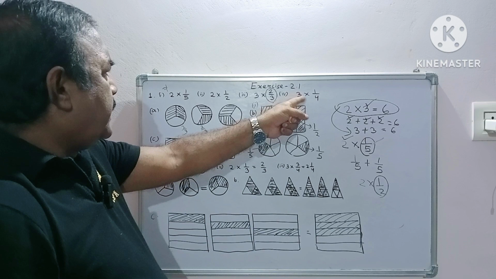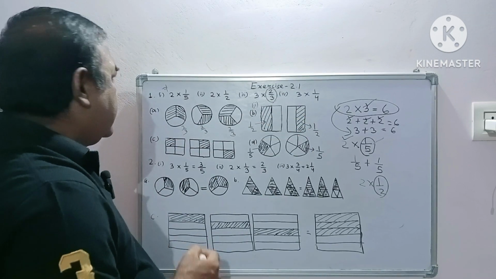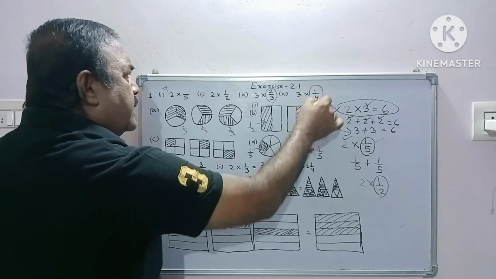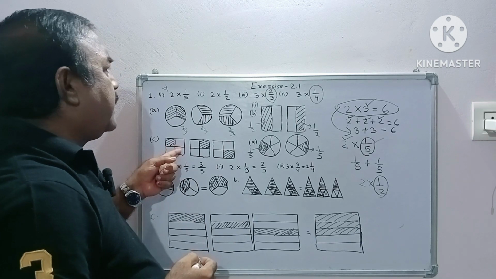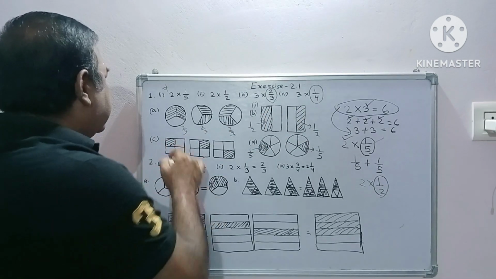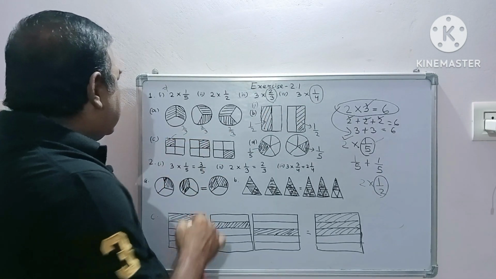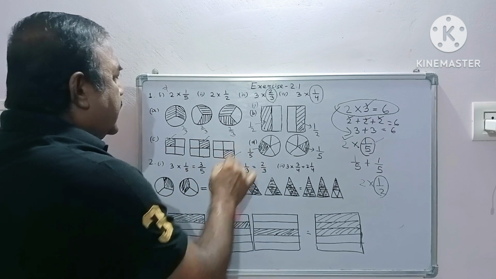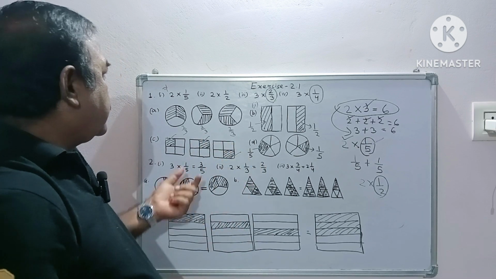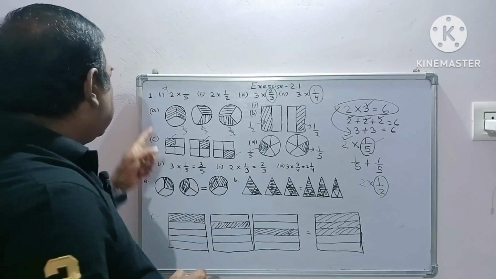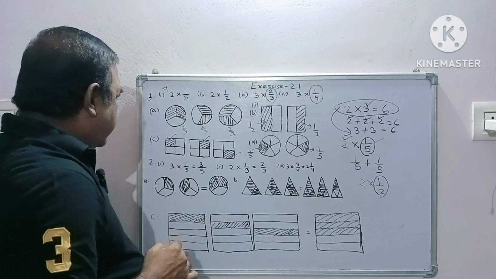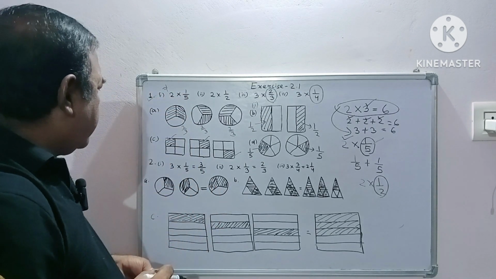And then come to 3 into 1 upon 4. So you see, first find out where is 1 upon 4. Here the picture is divided into 4 equal parts and one part has been shaded. So such shaded parts are present 3 times here. So 3 into 1 by 4. So question number 1 is completed. Come to question number 2.